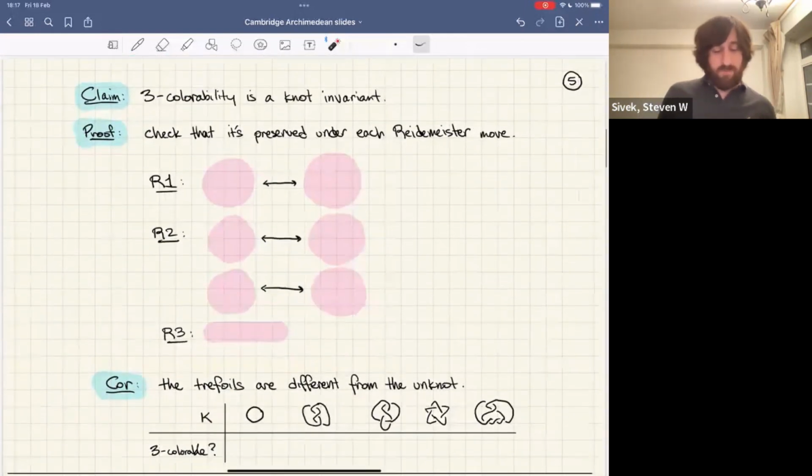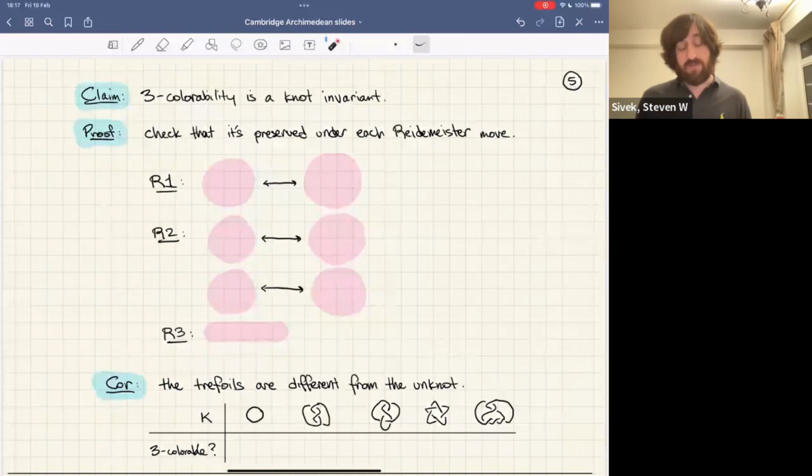And the proof, like I said, is, we have these three Reidemeister moves. We've associated this invariant, three colorability, which is technically not an integer. It's a Boolean, true or false. But you just have to check that each of these is preserved under a Reidemeister move.